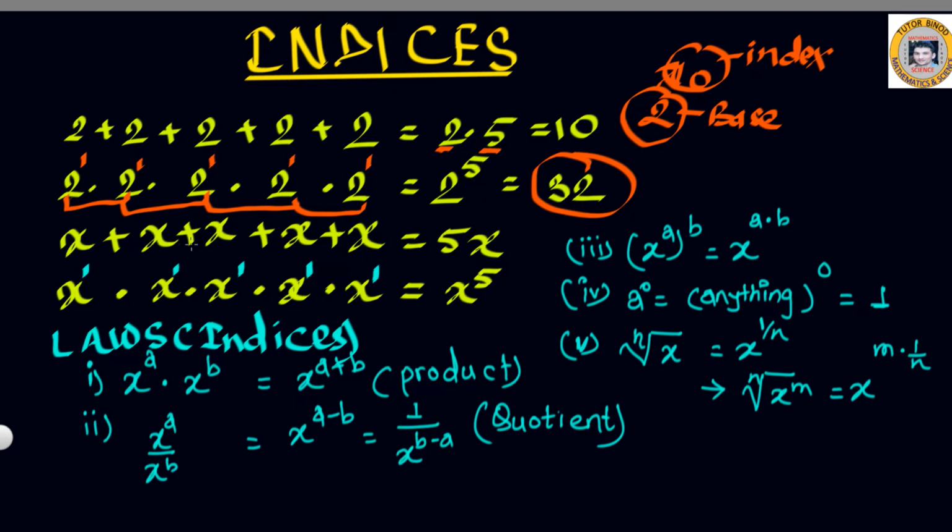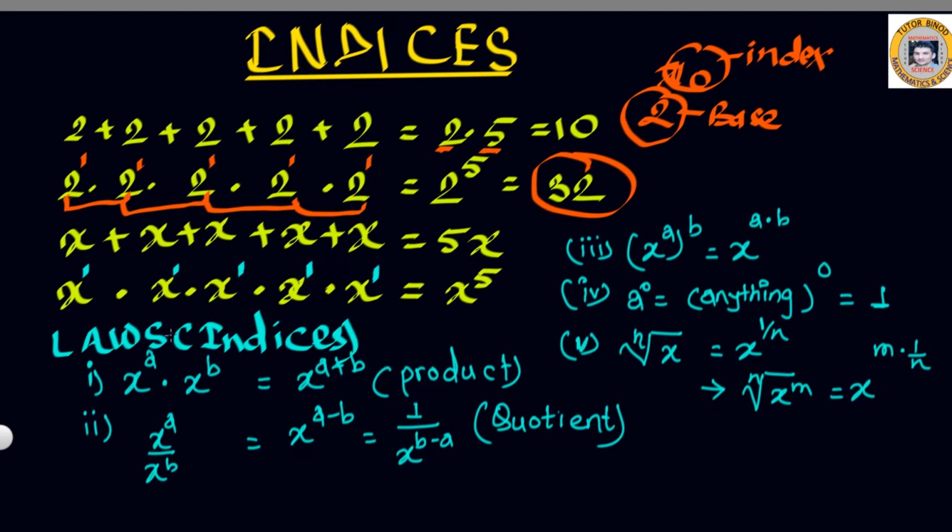Similarly, if you want to add x 5 times, you would get 5x. If you want to multiply x times x times x times x times x, you would get x to the power 5, similar to the example we just did earlier. Now let me make you familiar with some of the laws regarding indices.